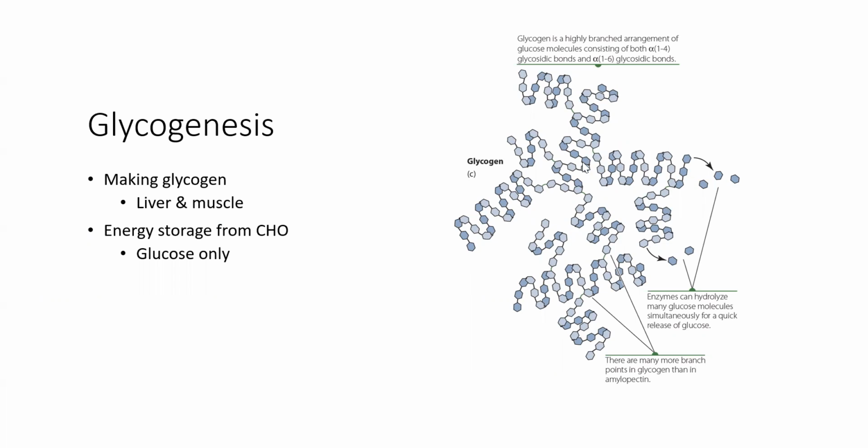So again, the structure of glycogen is amylopectin, where you have both the linear chain as well as branching. This allows us to maximize the storage of glycogen in our liver and our muscle.